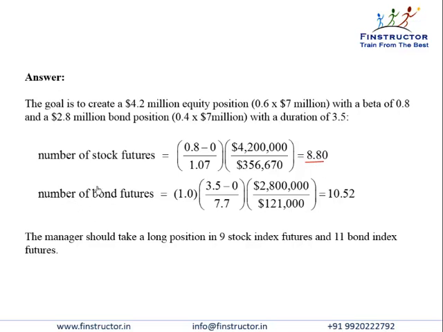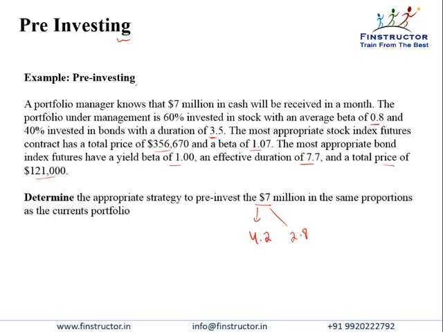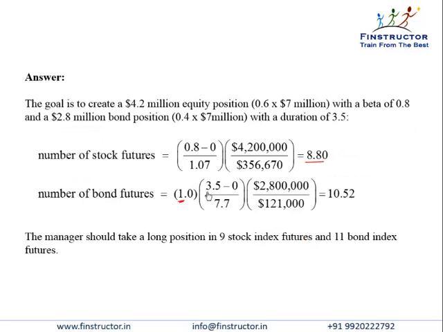Similarly, for the bond futures, the yield beta is given to be 1. 3.5 is the target duration that I want. 0 is the current duration. 7.7 is the modified duration of the futures contract, into 2.8 million divided by 0.121 million, that is the value of one futures contract. So we need to long approximately 11 bond futures and 9 stock futures.